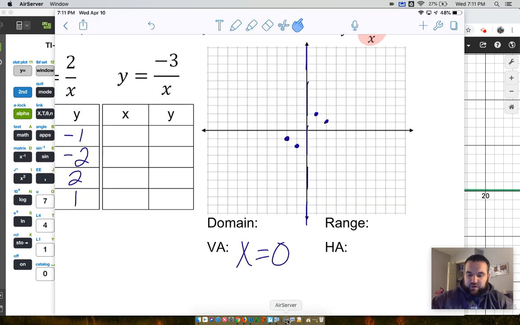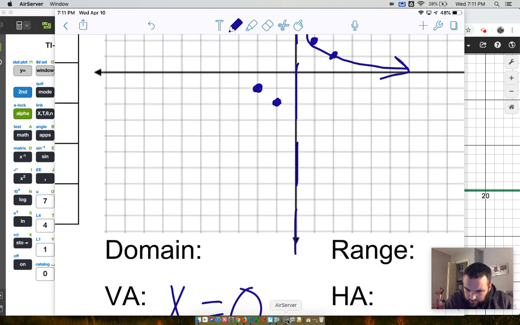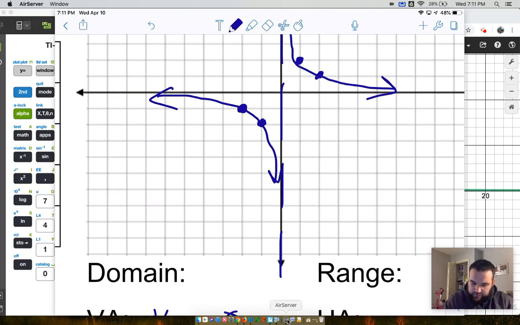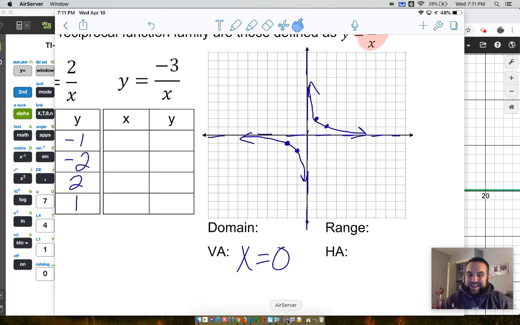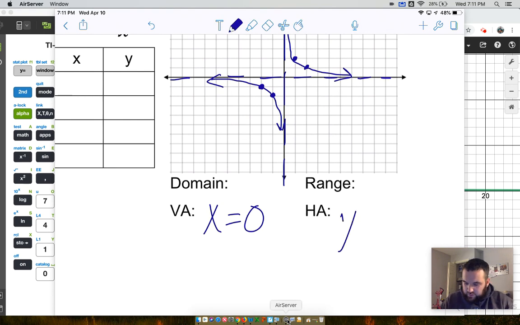So this graph is going to be a new one. It's going to look something like this, where I'm going along the asymptote in both directions. Okay, this is going to look something like that. So I've got both. This is the first function that we've seen that has both a horizontal and a vertical asymptote. Okay, the horizontal asymptote would be y equals 0.